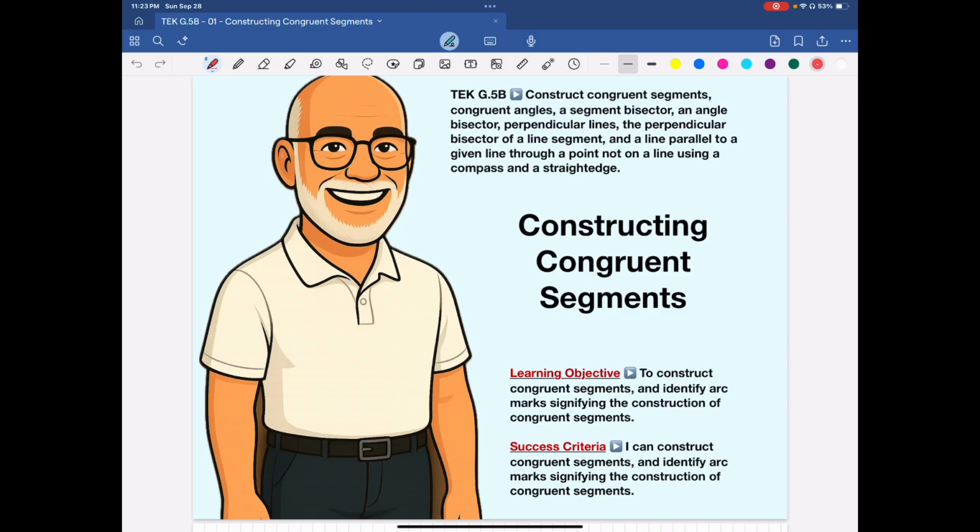and a line parallel to a given line through a point not on a line using a compass and a straight edge. This video covers constructing congruent segments, and our learning objective is to construct congruent segments and identify arc marks signifying the construction of congruent segments. You will know you have mastered this objective when you are able to actually construct congruent segments and look at a drawing and tell that congruent segments have been constructed just by noticing the arc marks.